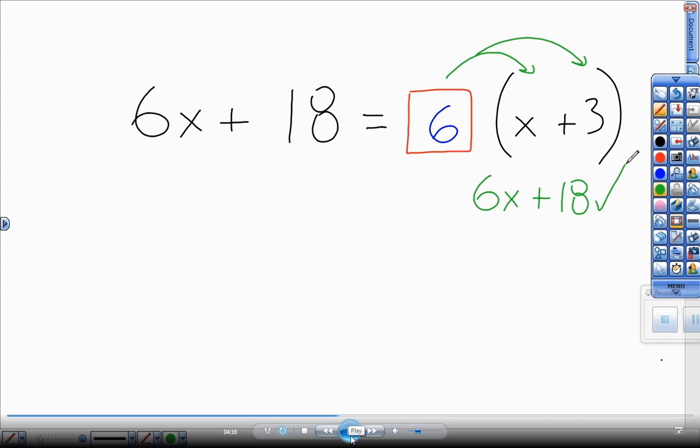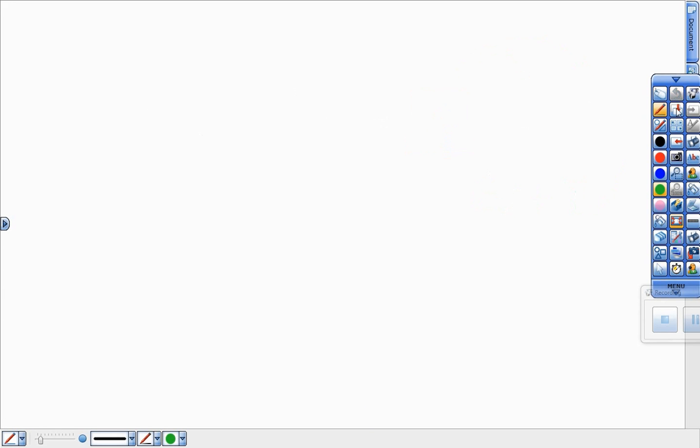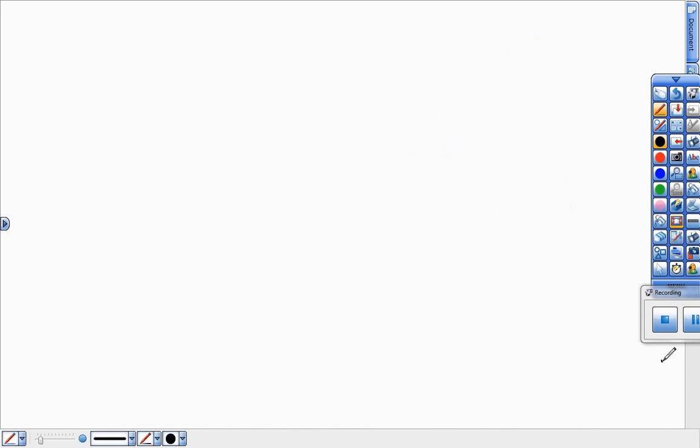Alright, the next one, last one. This one, a little bit more difficult, but I have full faith in my classes. So this one is 12x plus, and again, I'm going to erase this. That's not going to be a 3. That's going to be 12x plus 20.